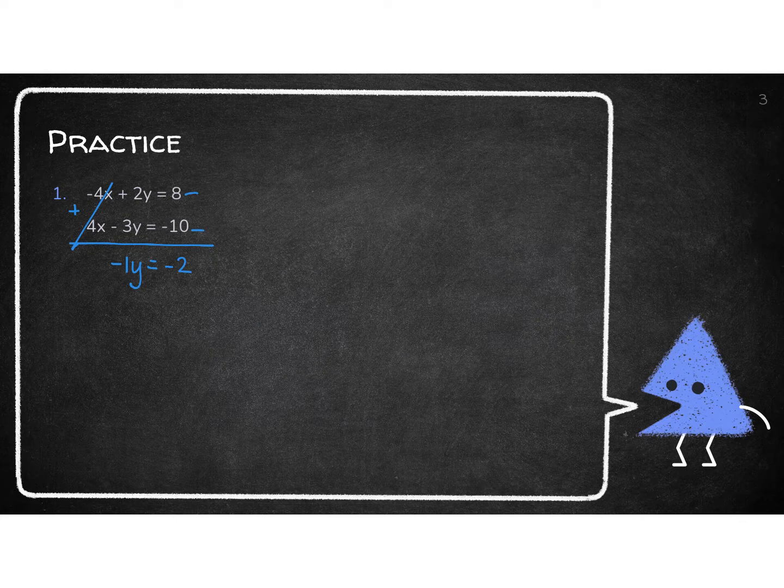So now I'm just going to solve for y. To get the y alone, I need to divide by that negative 1. So I'm going to have y equals positive 2. So I have half of the problem done. I now need to take this y value and plug it back into one of the original equations to solve for the x value. So I'm going to go ahead and use the top one. Does not matter which one you use.